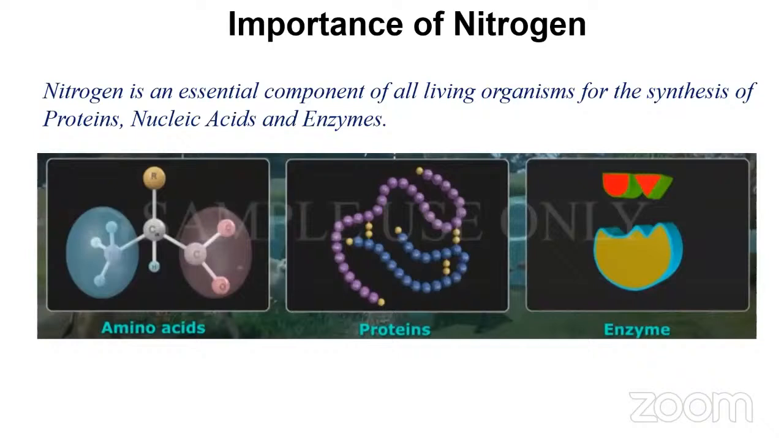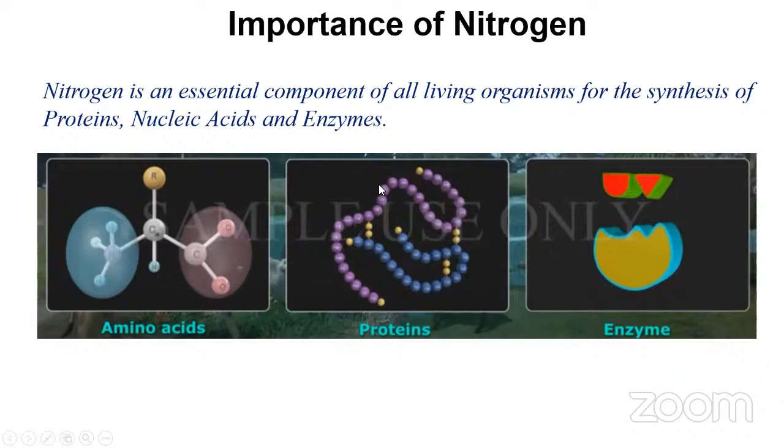So what is the importance of nitrogen? Nitrogen is an essential component of all living organisms, and it is used for the synthesis of protein, nucleic acid, and enzyme. We have studied in our theory classes the importance of proteins, nucleic acid, and enzyme. Proteins are the functional unit of the cell. Nucleic acid is the genetic material of the cell, and enzymes perform specific actions inside the body. So all three are very important, and for all three, nitrogen is an important component.